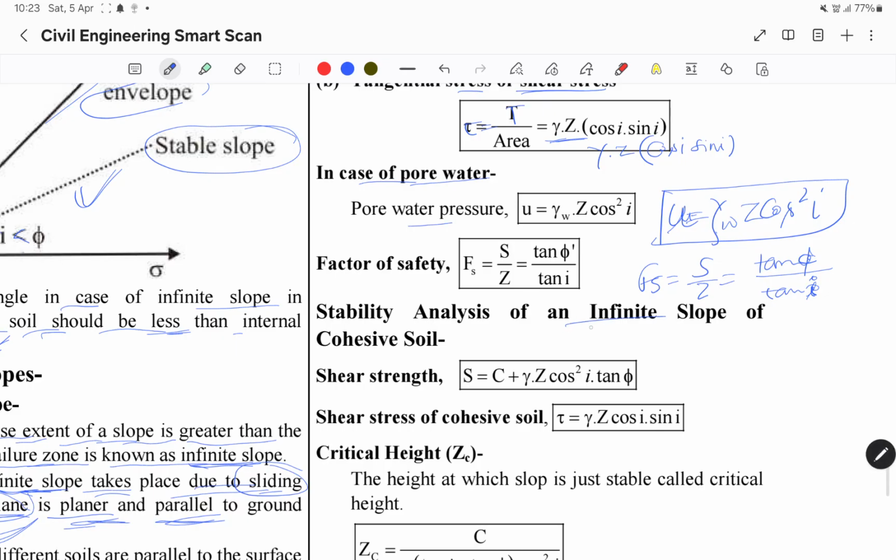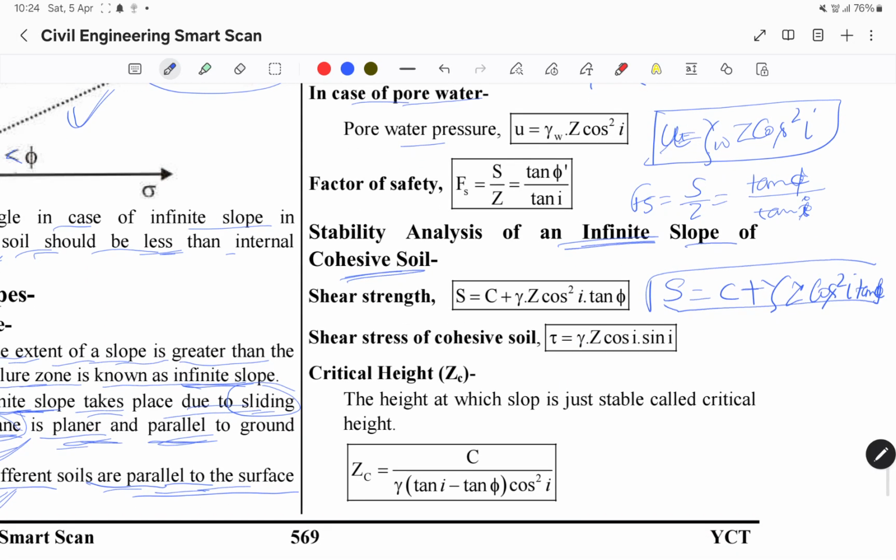Stability analysis of infinite slope of cohesive soil. Shear strength S is equal to c plus gamma z cos square i into tan phi. Shear stress of cohesive soil: tau is equal to gamma into z cos i sin i.